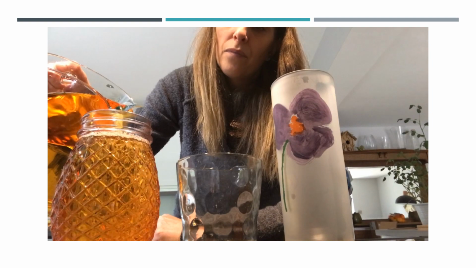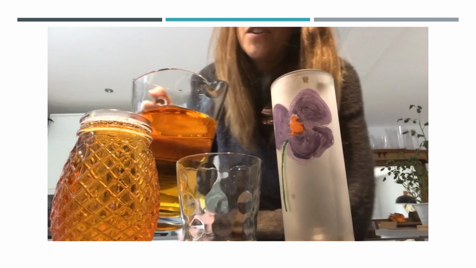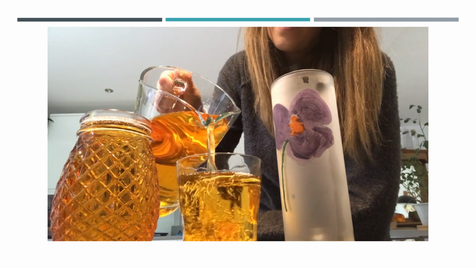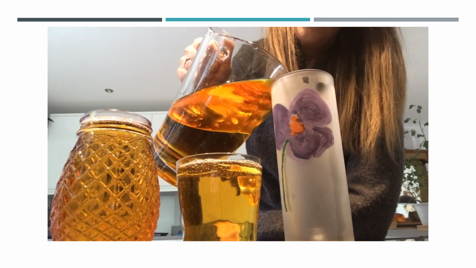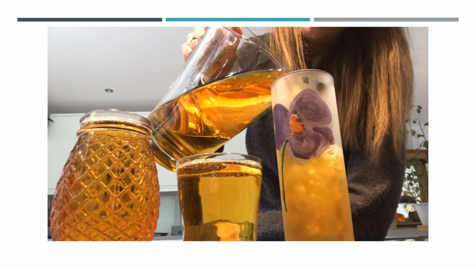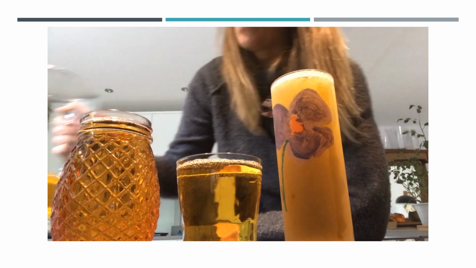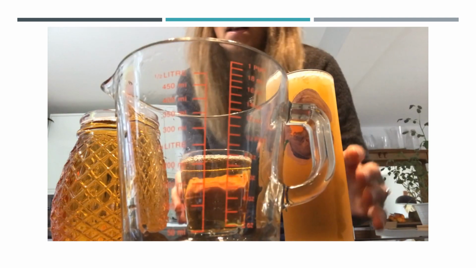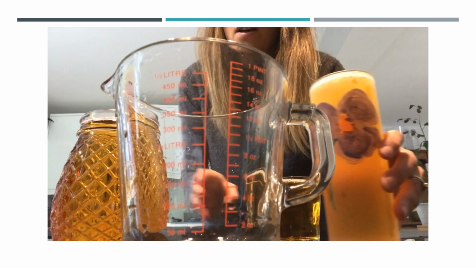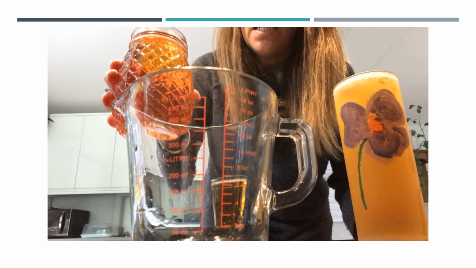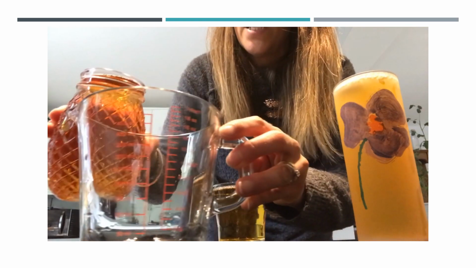Here we go, here's my big glass jar of coloured water. I'm using coloured water because it's easier for you to be able to see through the clear glass. Here is my glass in the middle, my smaller glass, and here is my tall glass. Okay, so I'm going to put my measuring jug here again for you to look at. And first of all, I'm going to measure how much is in the pink medium size one. Okay, so I'm going to pour that liquid in.